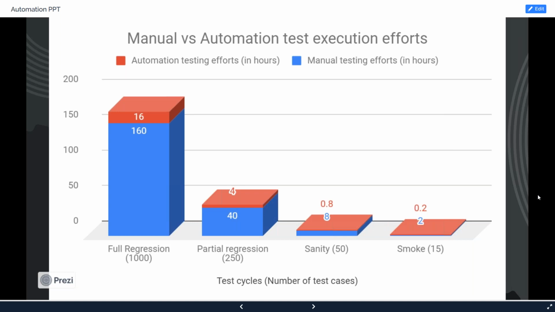Yeah, and this graph is about the test execution time. When executing the same test cases manually, how much time it is taking, and while executing them in automation, how much time it is taking. That is what the graph is showing here.